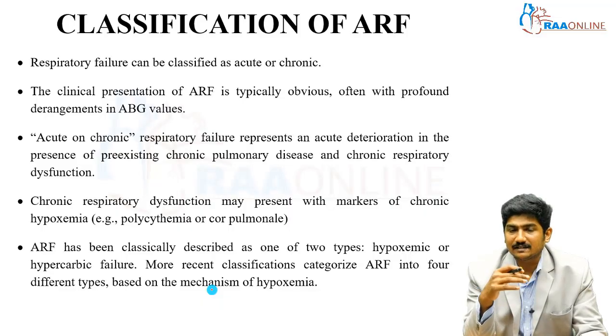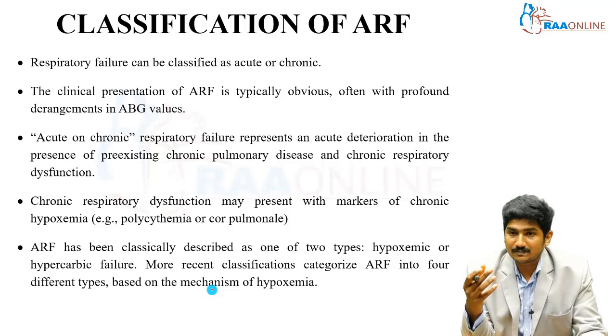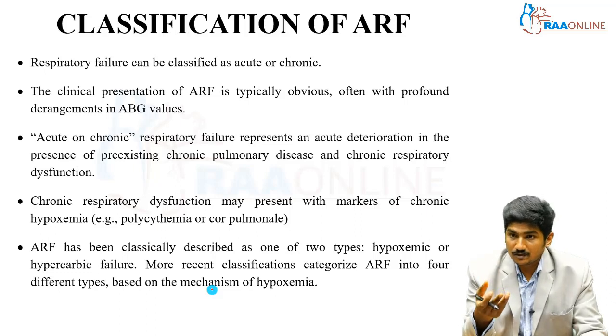So respiratory failure basically can be classified as acute or chronic. The clinical presentation of ARF is obvious because a patient who is normally breathing suddenly catches their breath and is not able to breathe. It's going to be extremely dramatic, and your ABG is going to show you obvious differences in the PaO2 and PCO2. So to identify an acute respiratory failure is going to be very obvious.